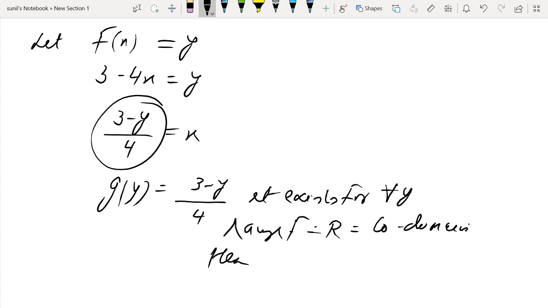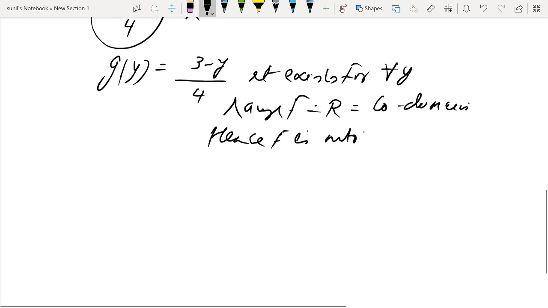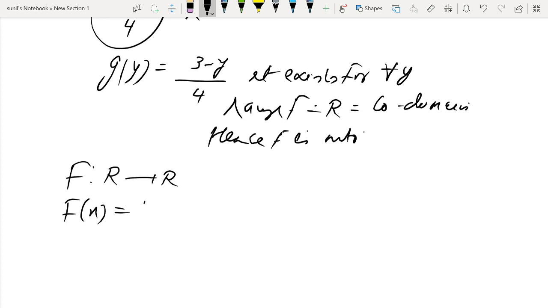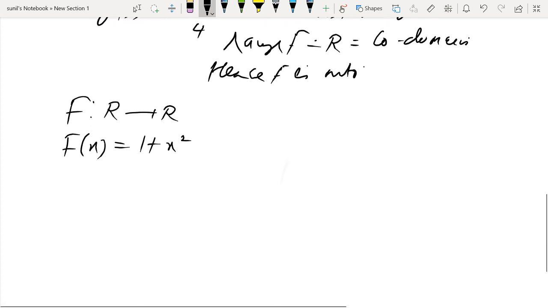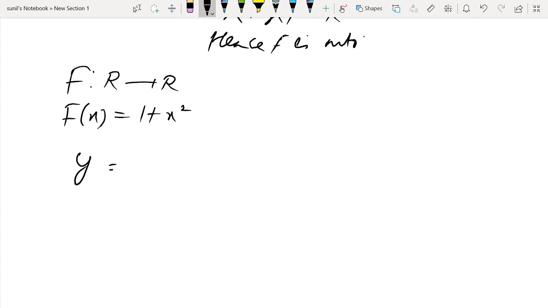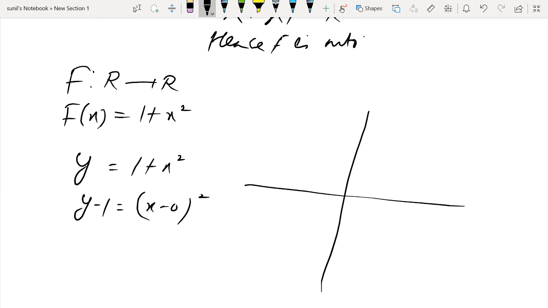Hence f is onto. Now in the second context, he is asking f from R to R as f(x) equal to 1 plus x square. Now see geometrically first, y is equal to 1 plus x square. I can write this as y minus 1 is equal to (x minus 0) square.